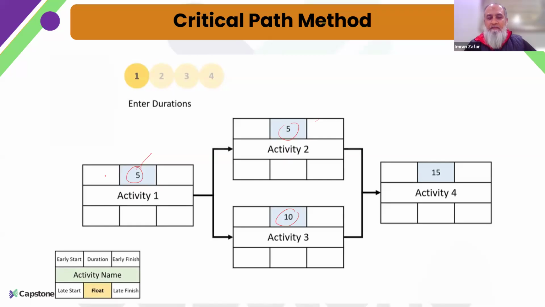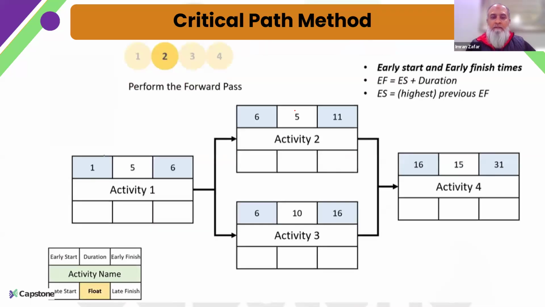So now let's start building this, or putting data into it. How do we start? First, we will enter the early start and early finish dates into it, which we call the forward pass. We are moving in the forward direction. Since this is activity 1, it will start on day 1. I add duration to it, so it will be finishing on day 6.